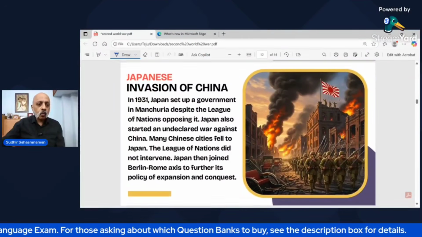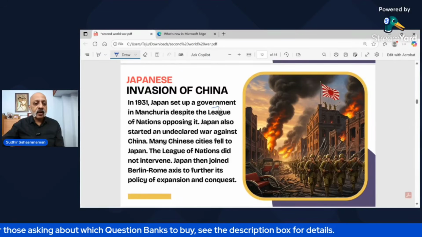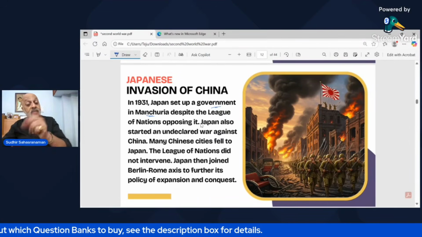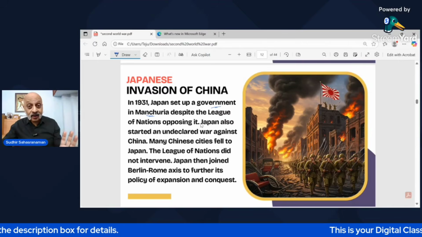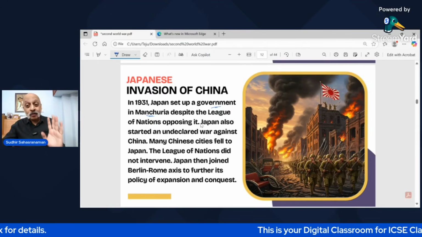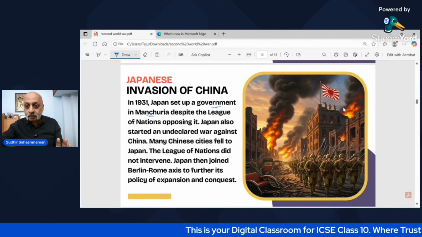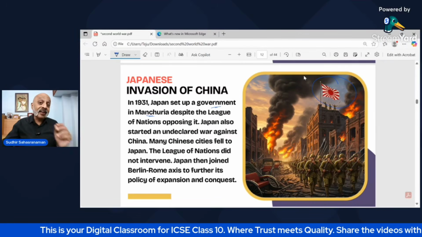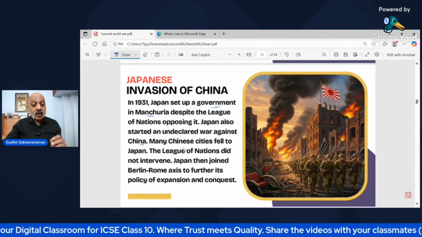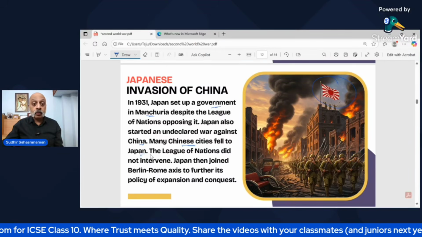So what it did was that in 1931, it set up a government in Manchuria. Despite this, the League of Nations opposed it, but Japan said, "I don't care. I will do what I want to do." This was the Japanese flag at that time. Japan also started an undeclared war against China, and it was able to conquer many Chinese cities.